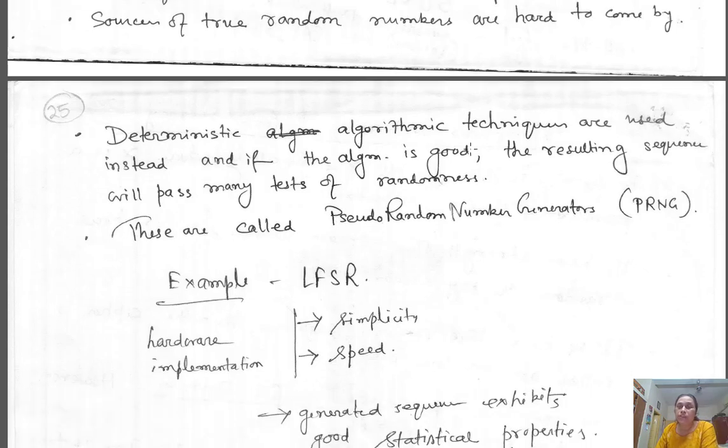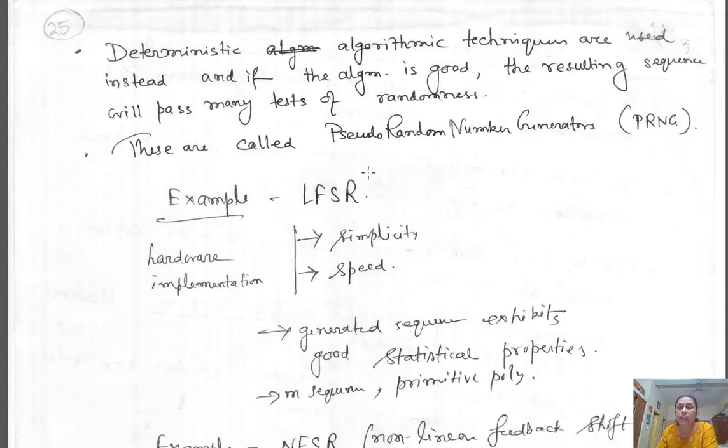So deterministic algorithmic techniques are used instead, and if the algorithm is good, the resulting sequence will pass many tests of randomness. These are called pseudo-random number generators. These are deterministic algorithmic techniques. One we have already discussed: LFSR. This is a pseudo-random number generator. These numbers are essentially bit strings. In this case, LFSR generates a binary sequence. It is a pseudo-random bit generator.